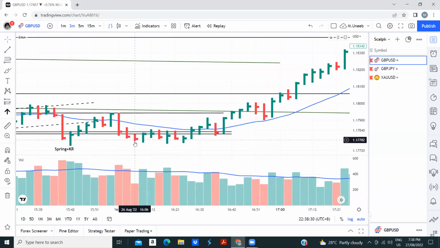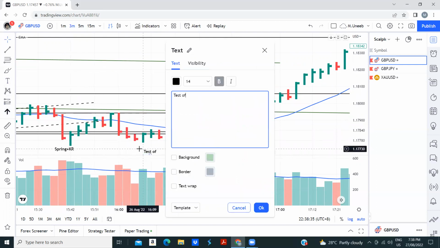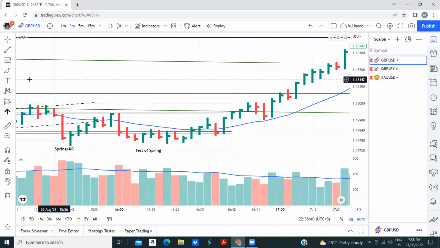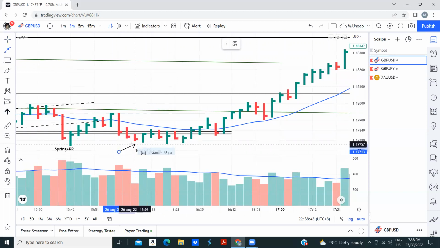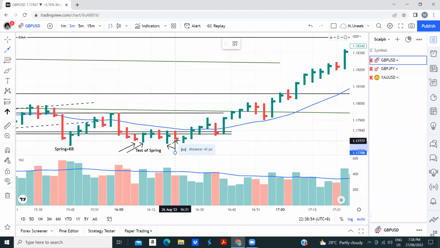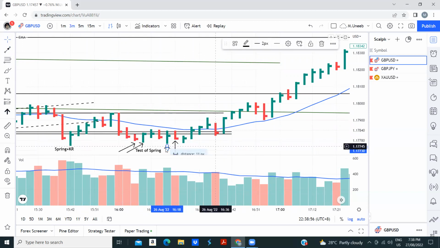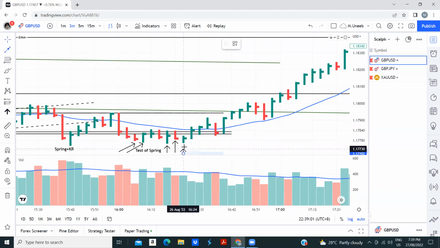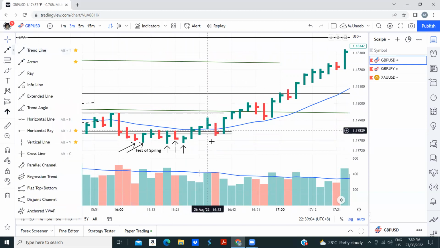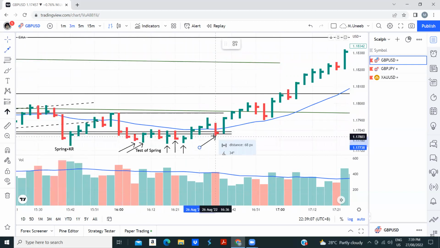So there are multiple entry opportunities. This one, this one. So this is essentially a test of spring. You have this entry, you have this entry, you have this entry, you have this entry. You have this entry, and again this entry. So multiple entries here.